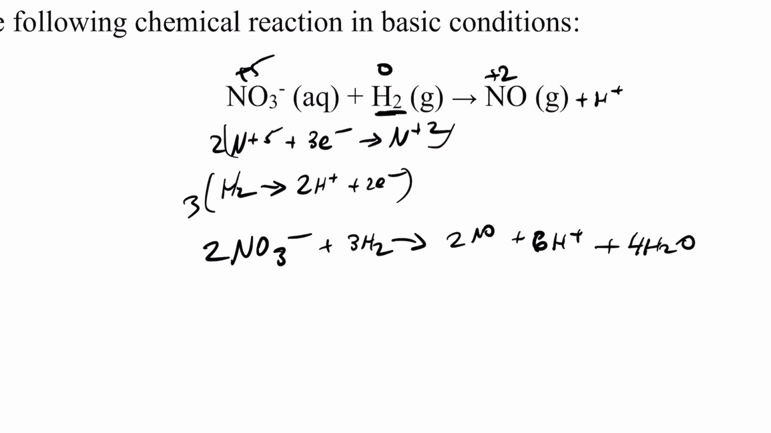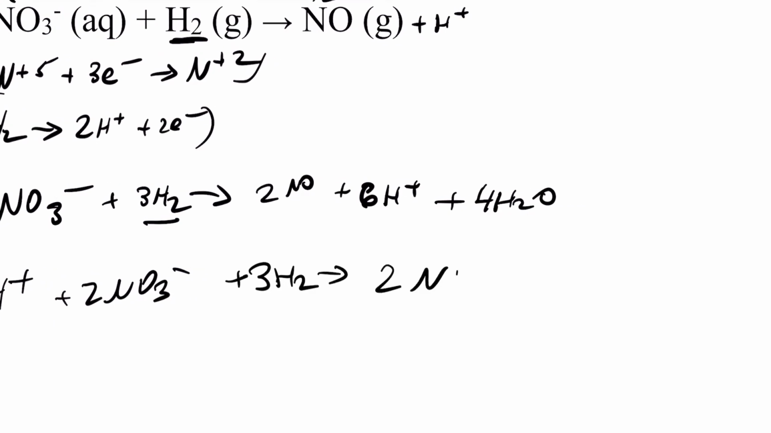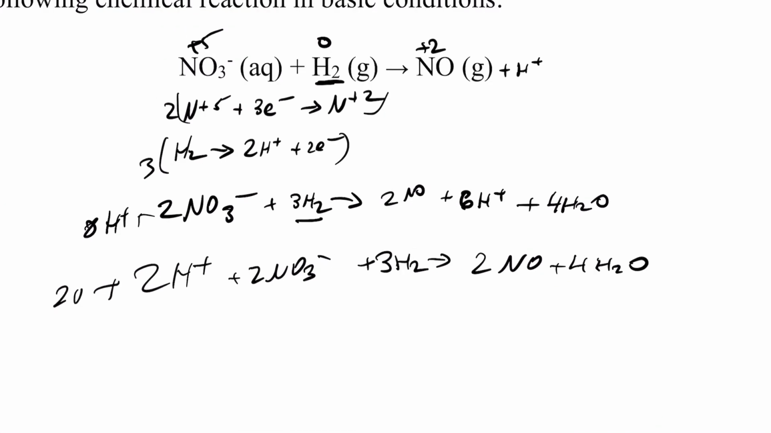And so now you have 8 hydrogens plus 6 hydrogens, right? Where you have 6 hydrogens here. So what you can do is 14 minus 6 is 8 hydrogens, H pluses, and balance this out. So now it's going to be 8 H plus plus 2 NO3 minus plus 3 H2 yields 2 NO. I'm simply simplifying all this stuff. So 4 H2O. This is acidic conditions now. Now you just need to add 2 OH minus on both sides.